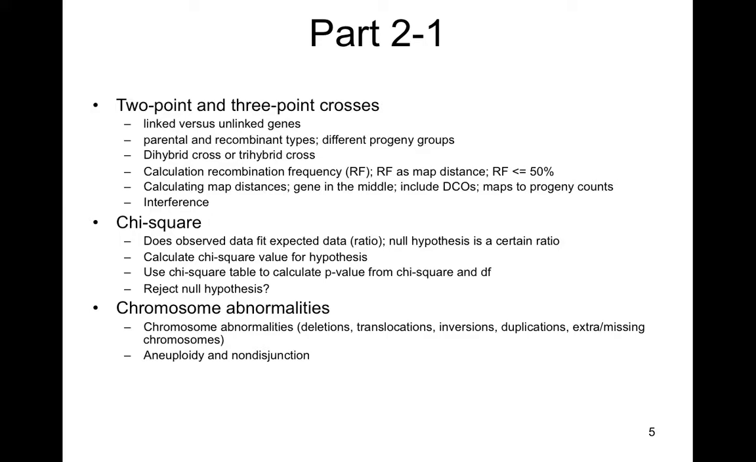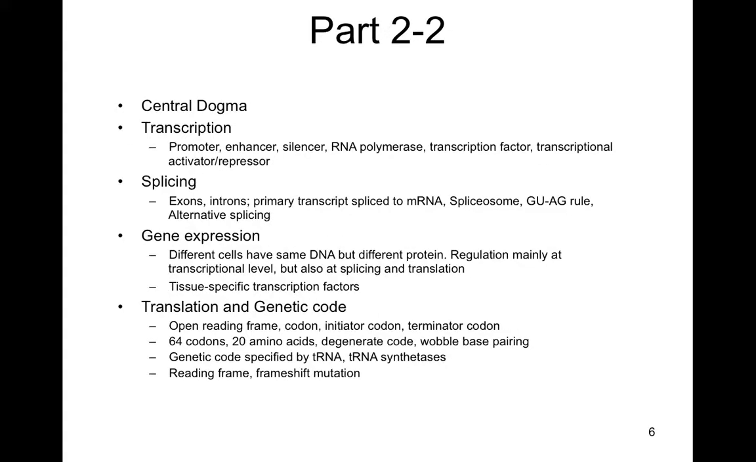The next topic is chromosome abnormalities. Remember, there are different abnormalities: deletions, translocations, inversions, duplications, and extra and missing chromosomes. And in particular, aneuploidy is when instead of the normal pair of homologous chromosomes, you either have an extra, so trisomy, or you're missing a chromosome, or monosomy. And trisomy and monosomy and aneuploidy arise through non-disjunction during meiosis. And remember, non-disjunction in meiosis 1 and non-disjunction in meiosis 2.